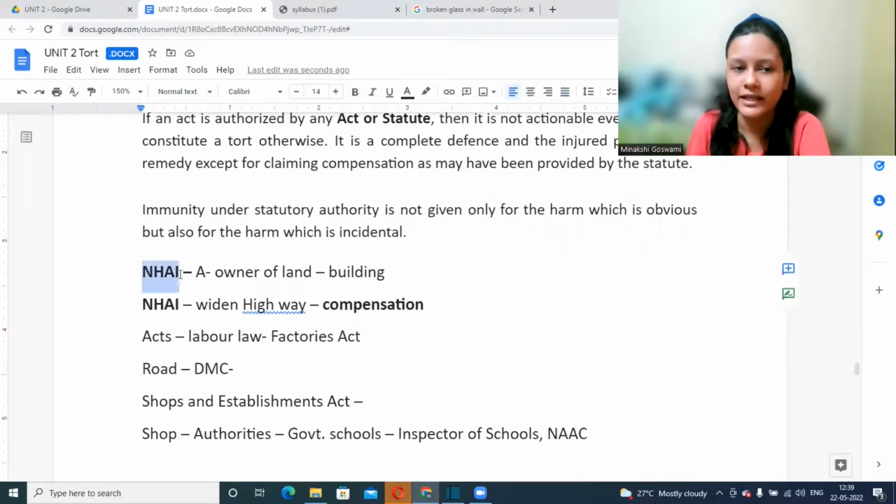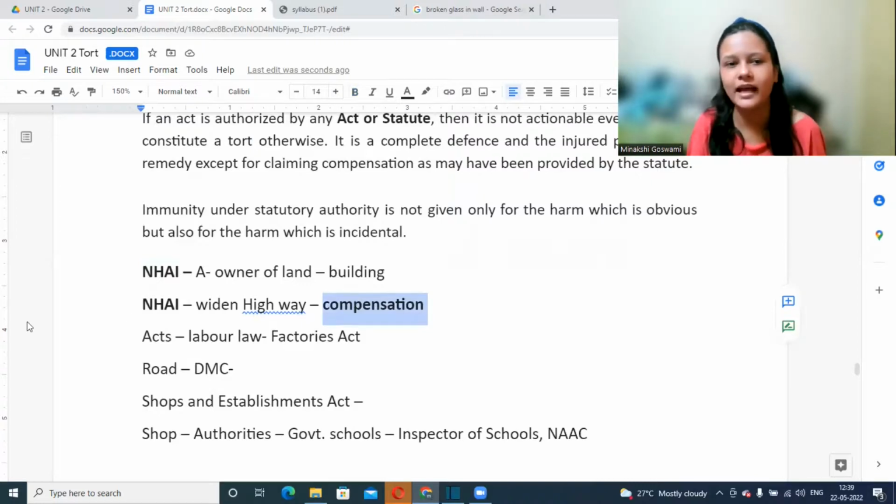Take, for example, the National Highway Authority of India. They are constituted to construct and widen highways. In such a case, if a person's private property is acquired for the purpose of constructing a highway, the person will be entitled to compensation, whatever is fixed by law. He can't say that they have illegally acquired my property. Right? It is an authority given to them because highways and modes of transport are more important. So these kinds of situations happen.